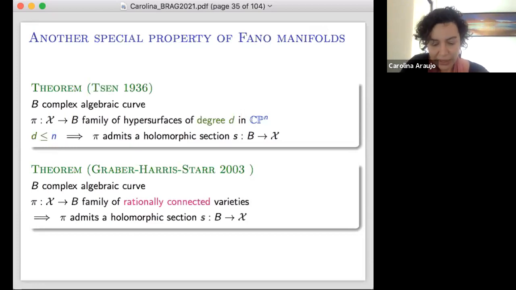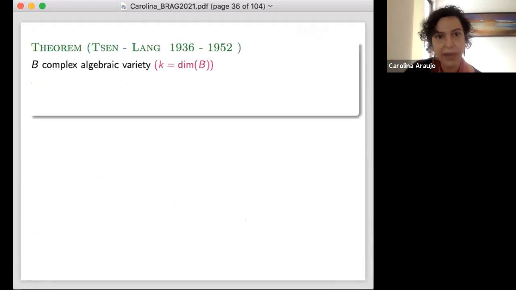theorem. And now what I would like to discuss is what if we want to generalize this theorem and consider families parameterized over higher dimensional bases. So for instance, if you have a family over a surface, what are the conditions that we should put on the fiber in order to get a section? So the original theorem of Tsen has been generalized by Lang. So now this is known as the Tsen-Lang theorem. And the generalization to higher dimensional bases goes as follows.